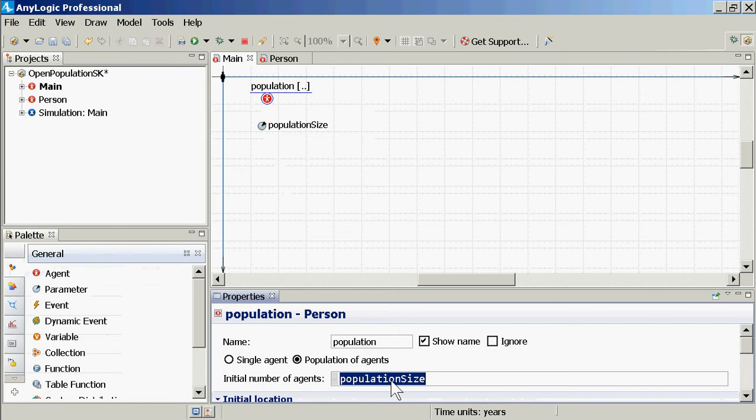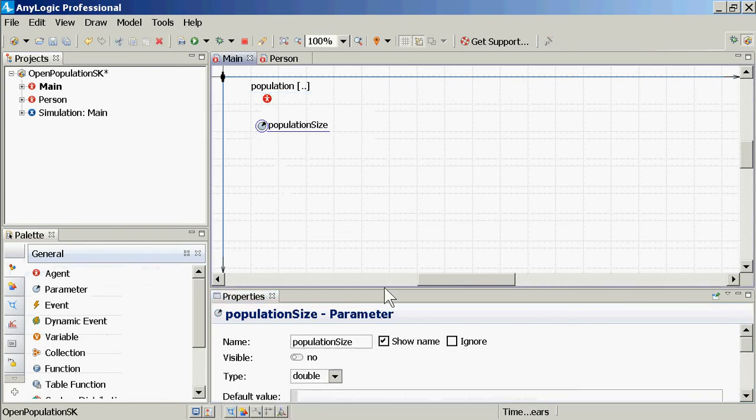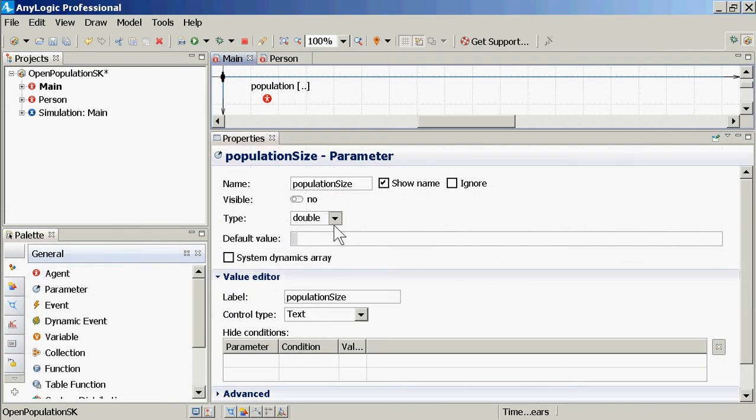People see that? Okay. Now, what sort of thing is population size? Is it a double? Is it a Boolean, a true and false thing? Is it a string? It's an integer. Good. Good. It's an integer. Okay.